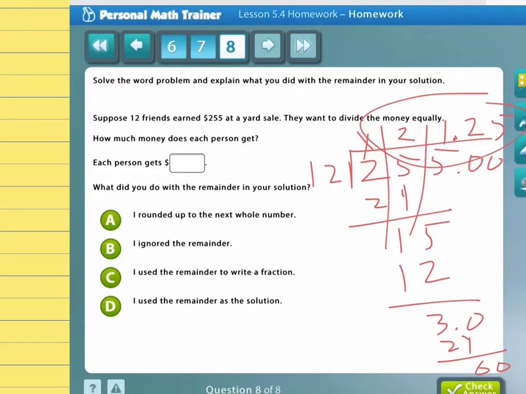So what do we do with the remainder? Well, we use the remainder and we write a fraction, but that fraction is dollars. We do not want to throw away money, so you change it into 25 hundredths, which is $21.25. Alright, that's the end of our lesson.